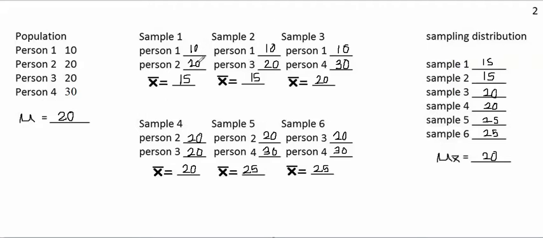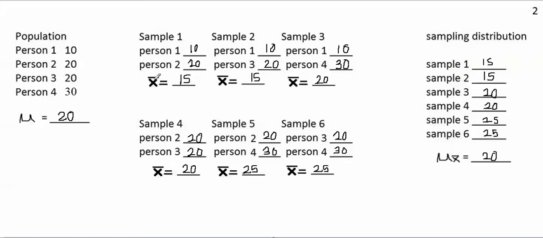10 plus 20 is 30. 30 divided by 2 is 15. So the mean of sample 1 is 15. Let's move on to sample 2. 10 plus 20 is 30. 30 divided by 2 is 15. So the mean of sample 2 is 15. We just need to do this 6 times, one time for each sample.